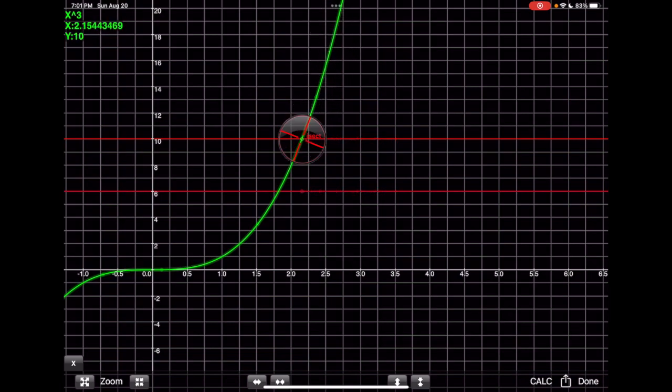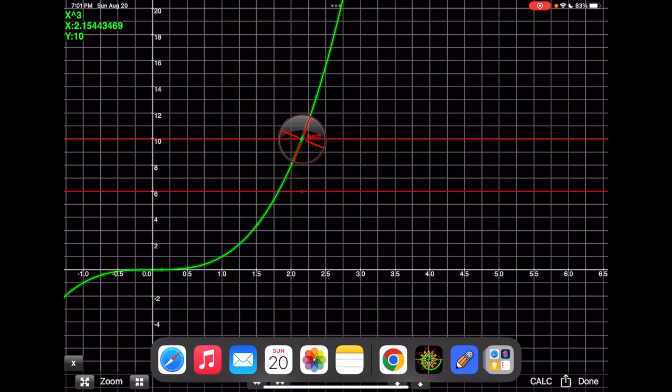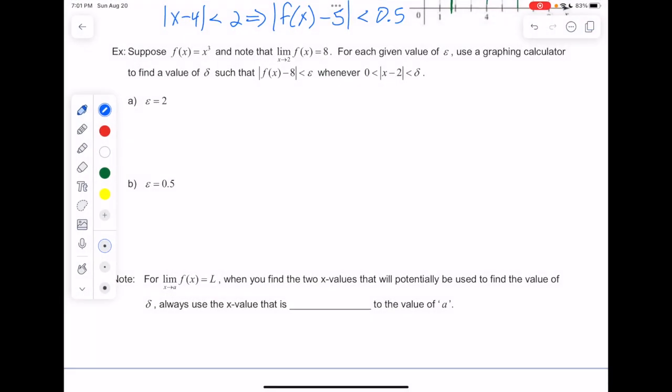Well, we look at the 2 intersections between our graph and those lines, and where do they occur? On the right, it looks like it's 2.1544, and on the left, it looks like it's 1.8171. So if we stay in between those 2 points of intersection, 1.8171 and 2.1544, then we're always going to stay in between the 2 red lines. So let's switch back to the notes and see what that means for us.